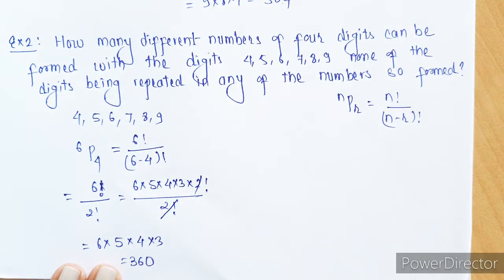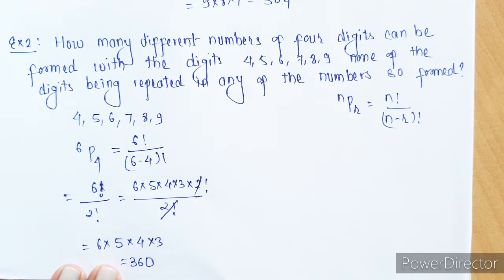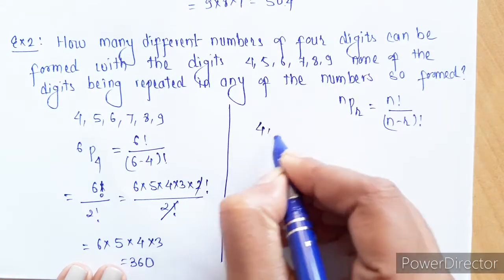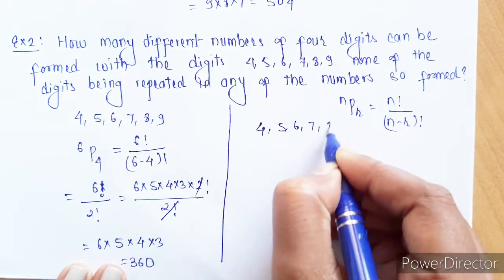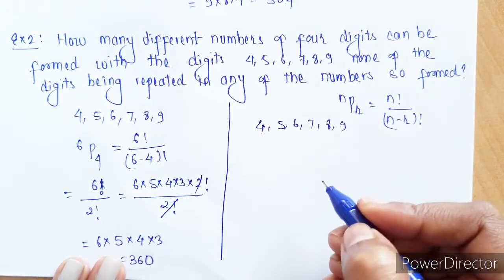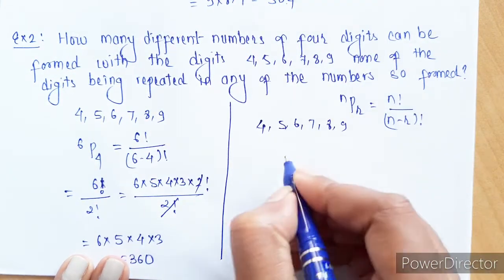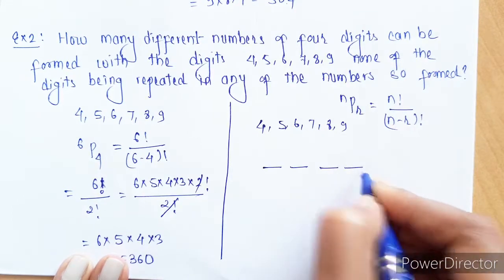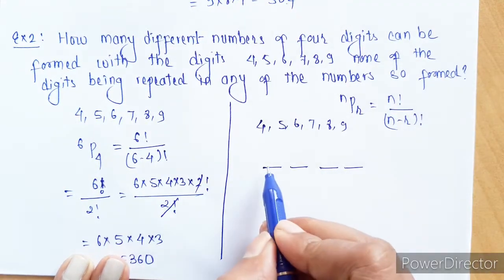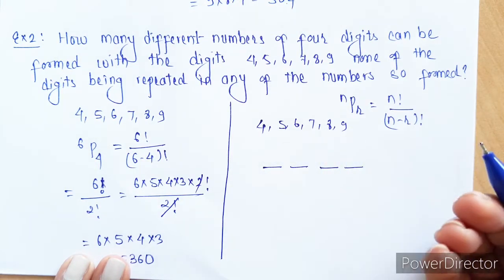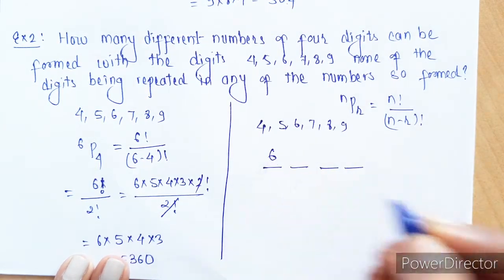Okay. Now let's discuss the same example using the multiplication principle. We have already discussed the multiplication principle. So these are the digits given: 4, 5, 6, 7, 8 and 9. So we have 6 digits and we need to form a 4-digit number. So 4-digit means there will be 4 places. Now let's start with the first place. This first place can be filled by any of the 6. So there are 6 choices for this.